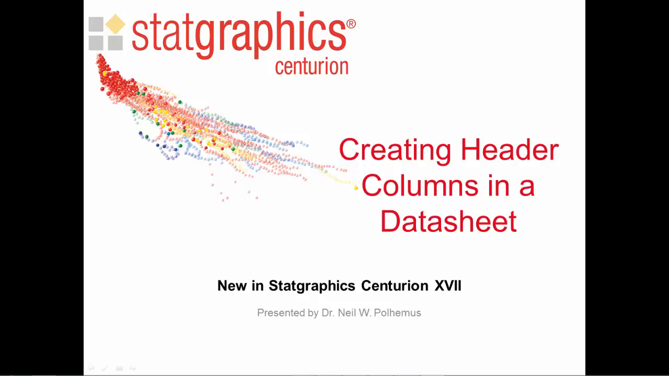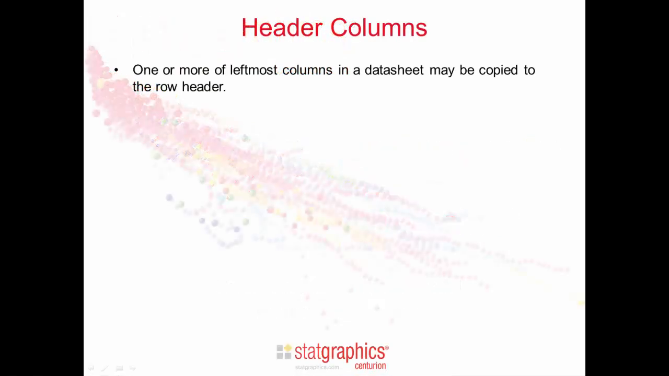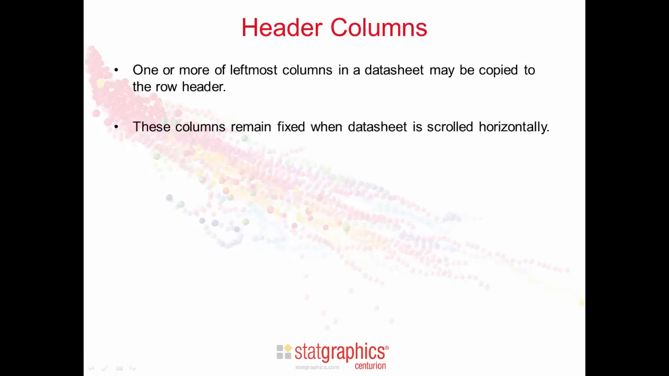This video describes a new feature in Statgraphics Centurion version 17 that lets users create header columns in a datasheet. After data is entered into the datasheet, one or more of the leftmost columns may be copied to the row header. These columns then remain fixed when the datasheet is scrolled in the horizontal direction.